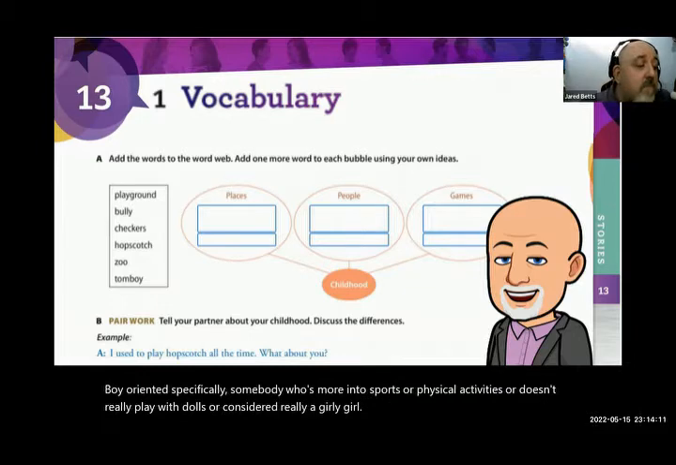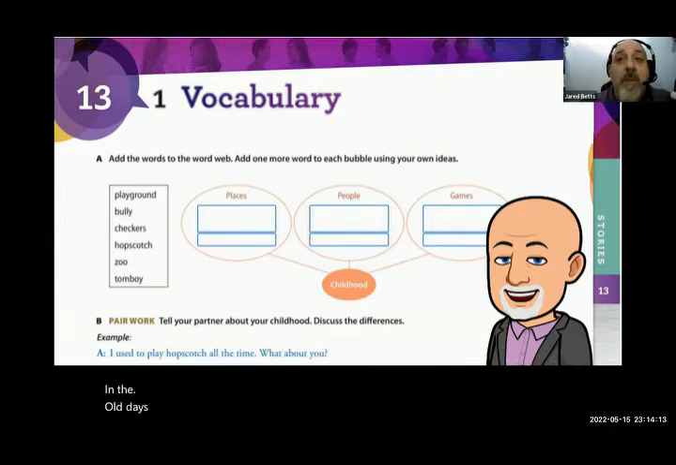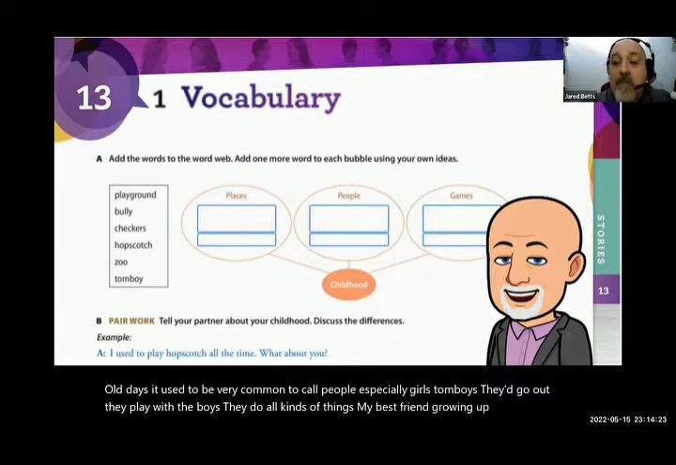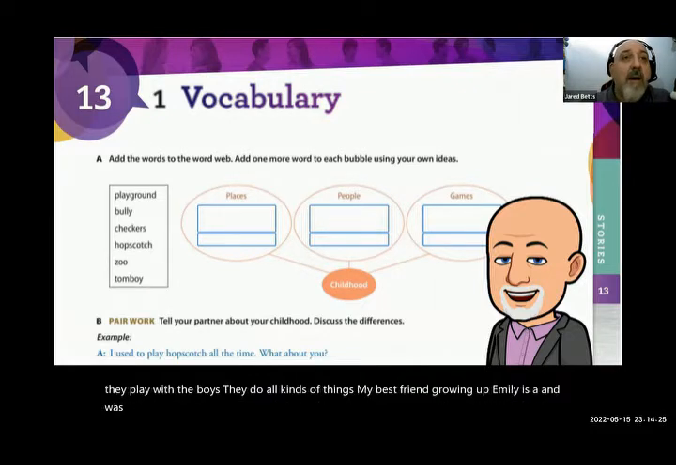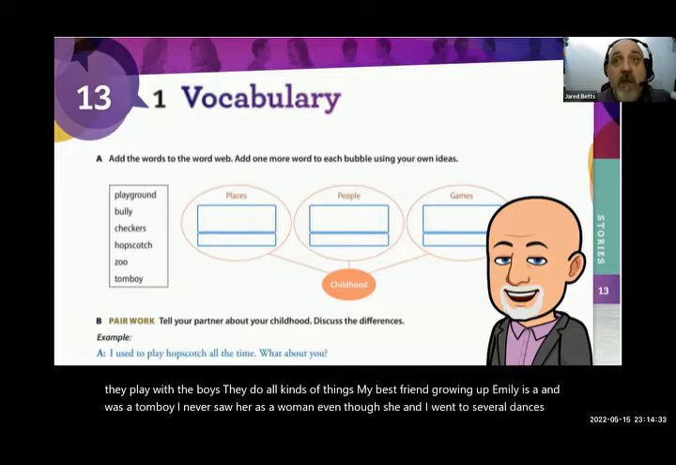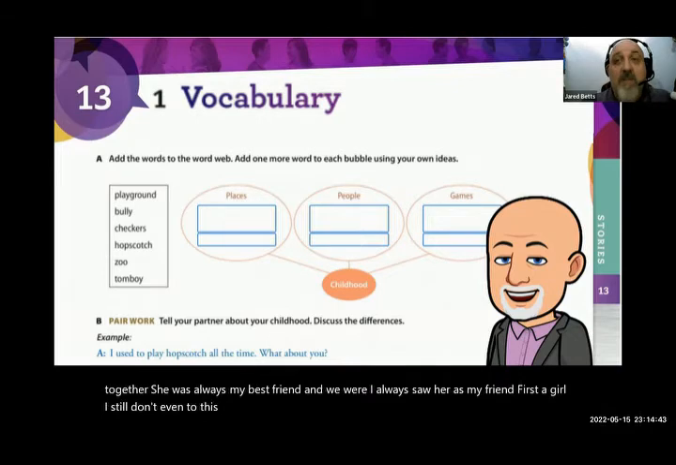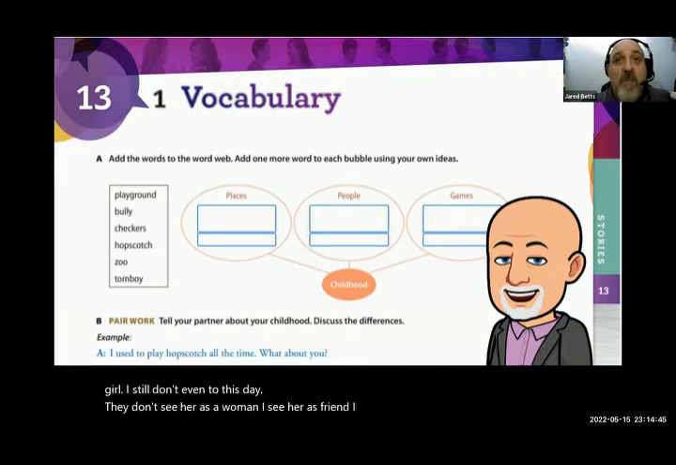In the old days, it used to be very common to call people, especially girls, tomboys. They'd go out, they'd play with the boys, they'd do all kinds of things. My best friend growing up, Emily, was a tomboy. I never saw her as a woman, even though she and I went to several dances together. She was always my best friend. And I always saw her as my friend first. A girl, I still don't. Even to this day, I don't see her as a woman. I see her as friend. I can't see her as a woman.